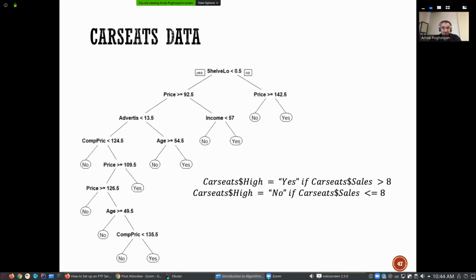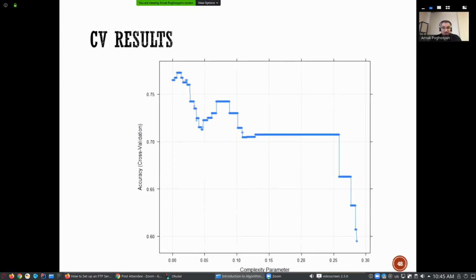And you see the corresponding decision tree. On the leaves, you have either no or yes. So this is how we are classifying when a new observation is coming. You just follow from top to down the values of the corresponding features, shelf location, price, income, advertisement, and end up with one of the leaves, no or yes. This is how we are predicting it. You see, this is a rather big tree with many different splits.